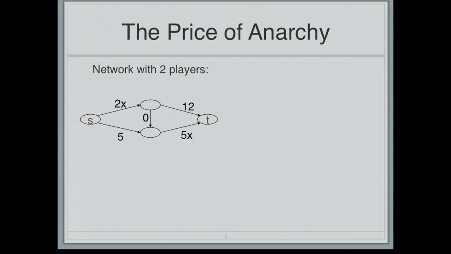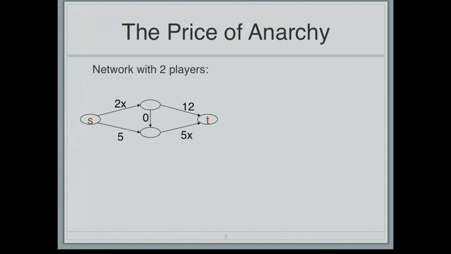It's easy to see, both players have dominant strategies. Oh, I should tell you what the payoffs are. There are two players, each has three strategies, the three paths from S to T. The edge labels mean the cost incurred by a player as a function of the number of players X using the edge. X is going to be 1 or 2 because there are only two players. So this is never worse than 4, so this beats 5. The 5x is always better than 12. So the dominant strategy is for a player to take the zigzag path.